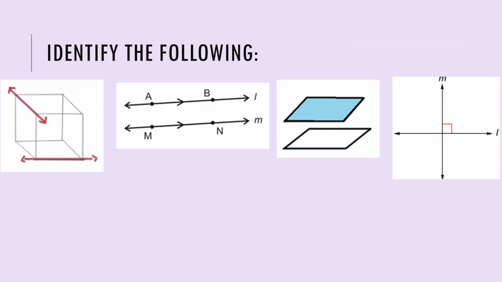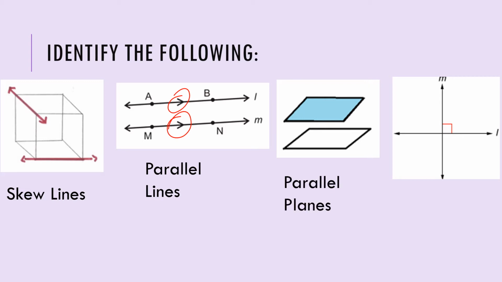So go ahead and identify the following pictures. You can pause it using your definitions from above. So the first one would be skew lines because they're not intersecting, they're not in the same plane. The next one would be parallel lines. We know that because we have this little arrow there. The next one would be parallel planes. They're obviously not intersecting and they are going in the same directions. And then the last one would be perpendicular lines because we have that little square there to show that those two intersect in a right angle.